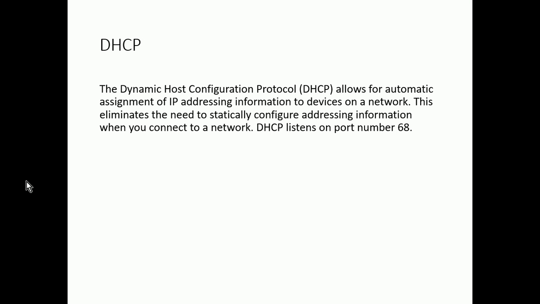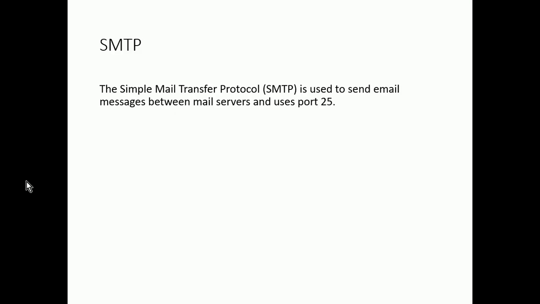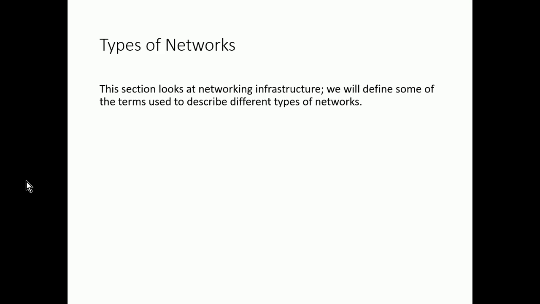DHCP is how computers get an IP address on a network. And again, port 68, right? DHCP listens on port 68, which we talked about before. So that's how your computer gets an IP address automatically, among other settings. It also gets the default gateway, your DNS addresses, and any other network protocol configurations that can be done through DHCP, like NetBIOS and so forth. SMTP is the Simple Mail Transfer Protocol, which we talked a little bit about before, but basically it's how you can send email on the internet.